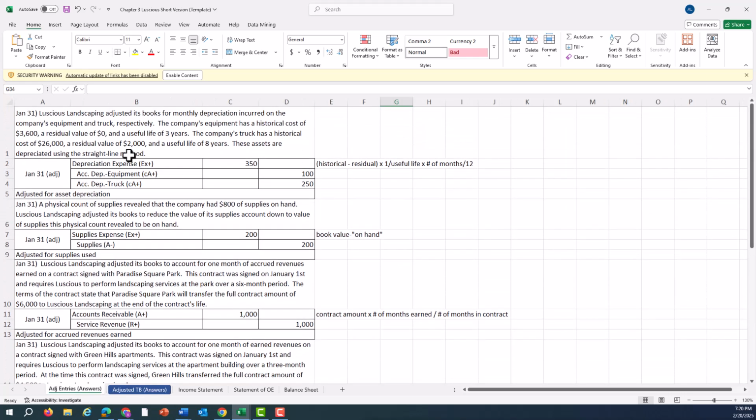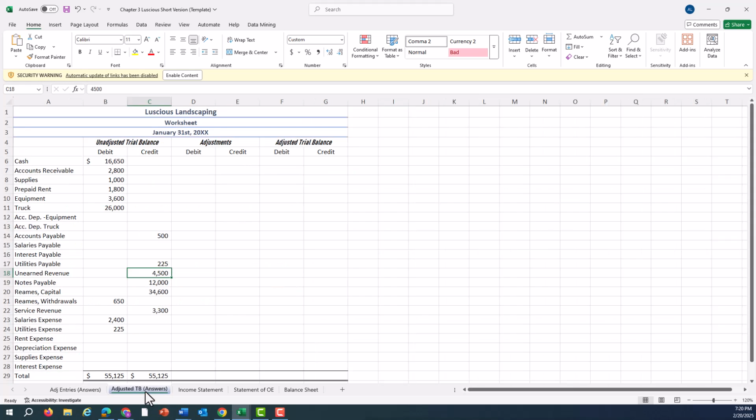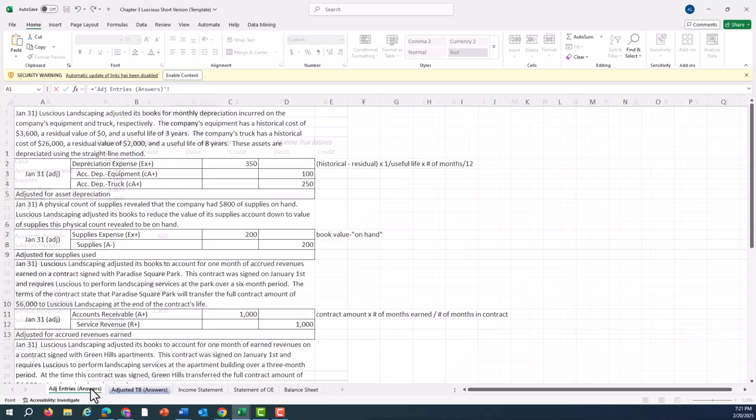In the first adjusting entry, we had a $350 debit to depreciation expense. Well, I'm going to bring that $350 debit to depreciation expense into my adjustment section. So I'm in the adjustments column, adjustment section, the debit column. I want to have a $350 debit right here.